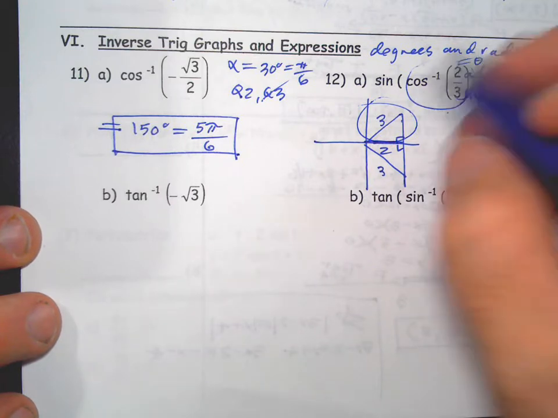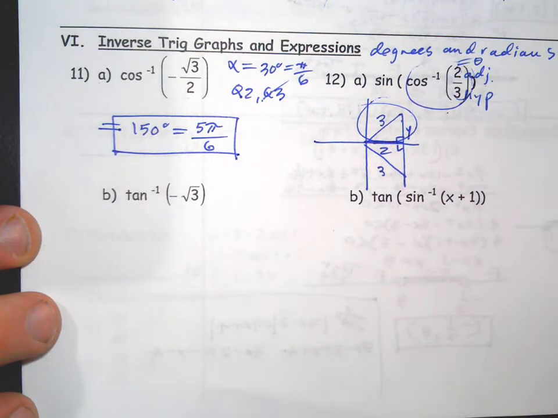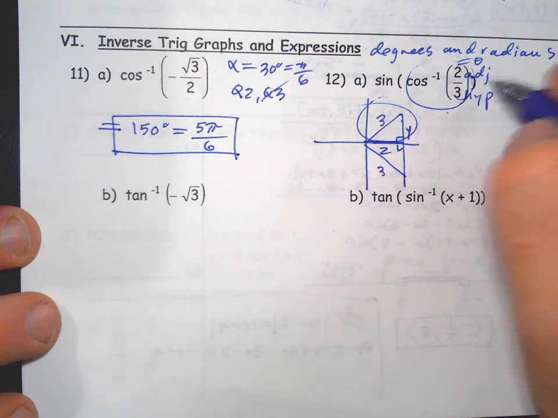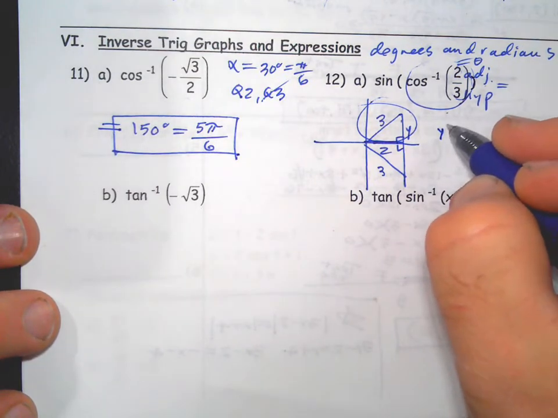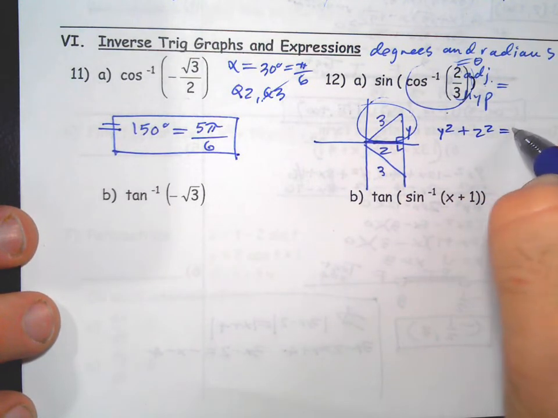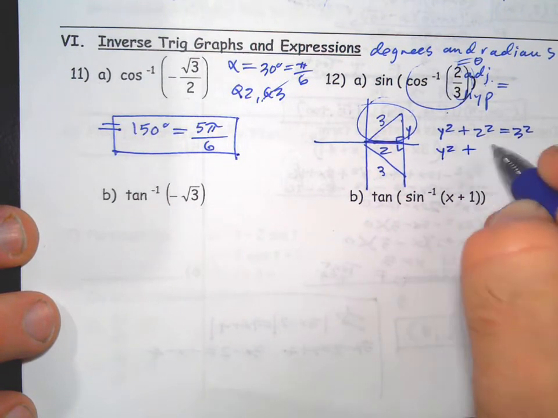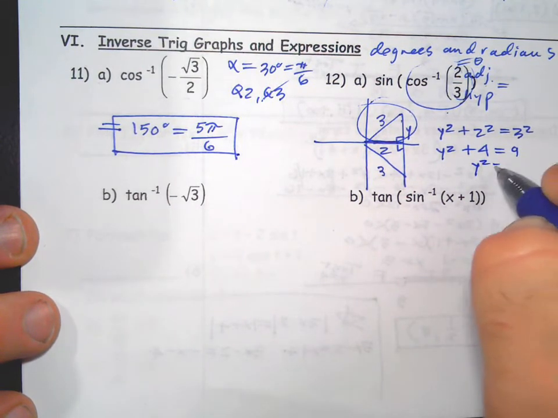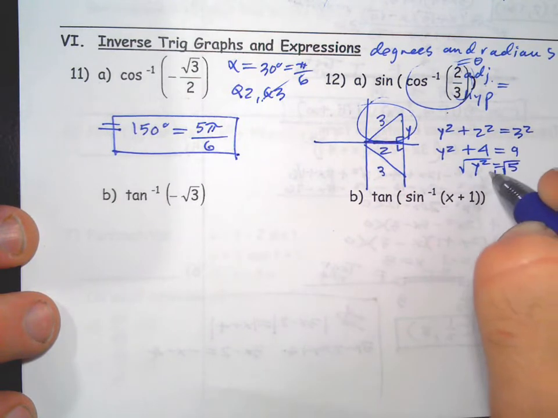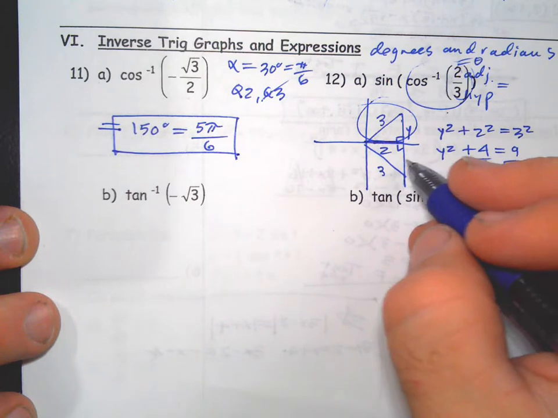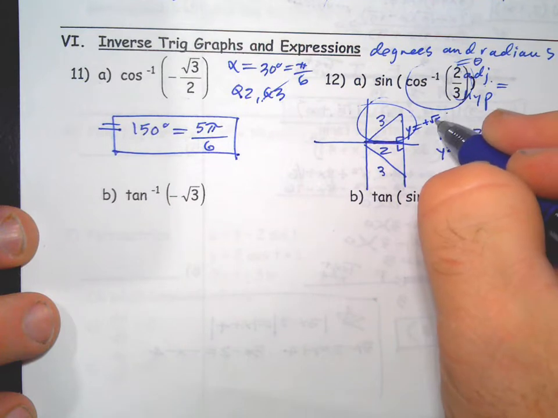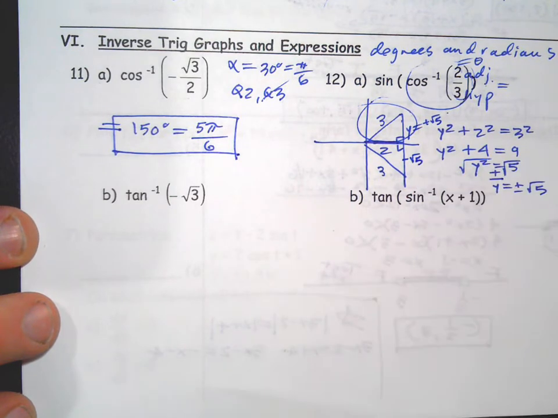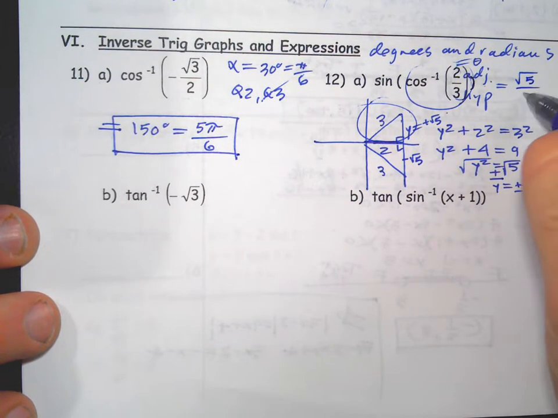Now what we need to do is find this side right here, the opposite side, so that we can do sine. Sine is opposite over hypotenuse. All we need is the opposite side. So we need to do a little Pythagorean theorem. y squared plus 2 squared equals 3 squared. y squared plus 4 equals 9. y squared equals 5. Take the square root of both sides, plus or minus, because it could be negative. If it was down here, it would be plus or minus root 5. So this one's the positive root 5 because it's up. This is the negative root 5 because it's down. We're going to make use of the positive one. So root 5 over 3.